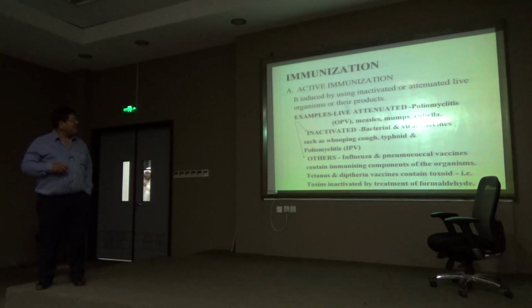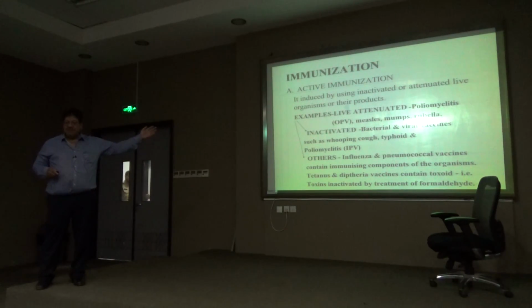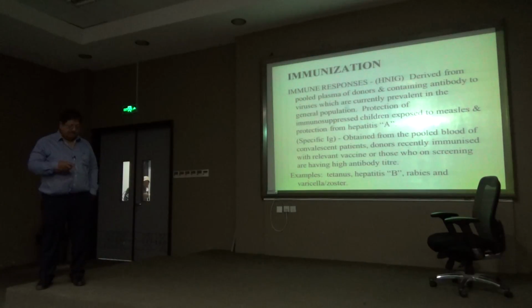There are no antigens there. Active is when you inactivate or attenuate live organisms, their products, or DNA, and you can have all these: measles, mumps, rubella, polio, etc. Then you have inactivated ones. You can have bacterial and viral vaccines. Read this. It's the same thing which I'm telling you. It's only the names of some of these agents that you see here. Now, the question here is, what do you get out of this?